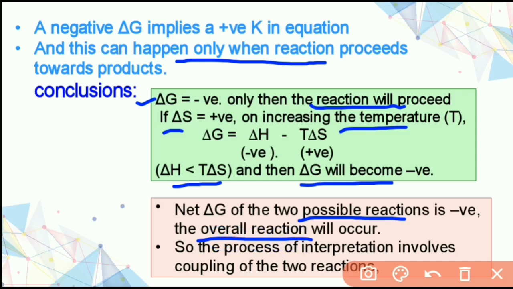It means when two reactions are mixed in the system, the ΔG value will be negative and the overall reaction will occur. So the process of interpretation involves coupling of two reactions, and such coupling is easily understood through the Gibbs energy versus temperature plot for the formation of oxides in Ellingham diagrams.